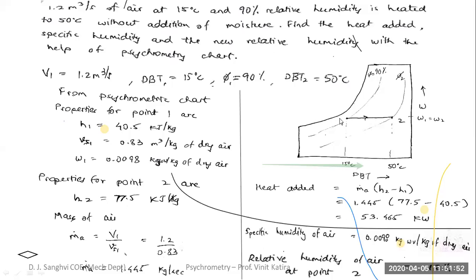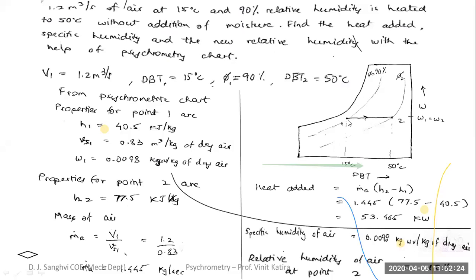So you will have to plot these points on the psychrometric chart. First point is where your DBT is 15 degrees Celsius and relative humidity 90%. Since it is a sensible heating, it will be a horizontal line till the dry bulb temperature of 50 degrees Celsius.